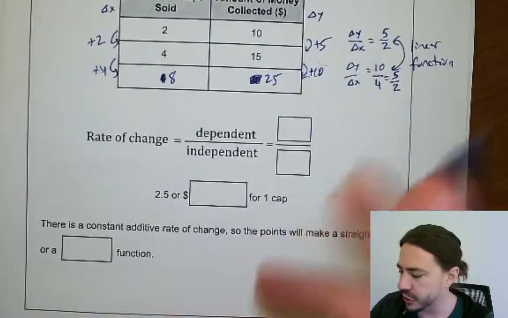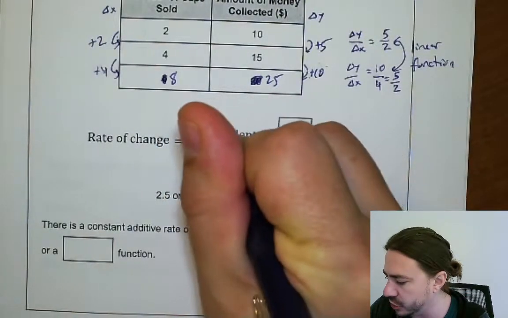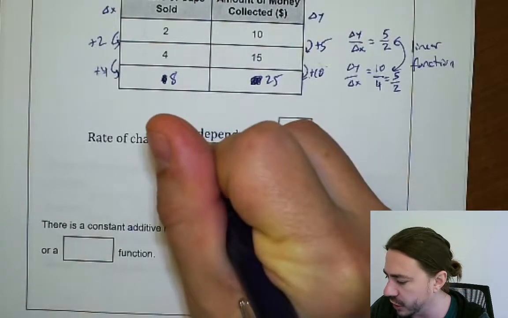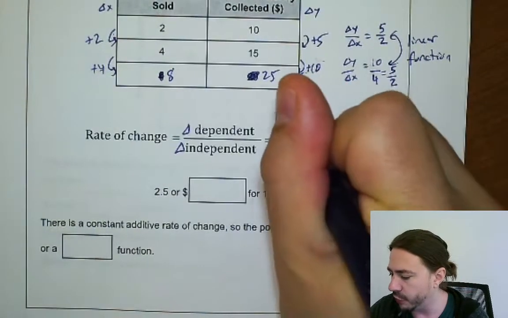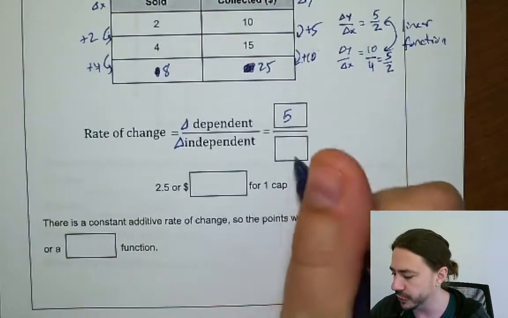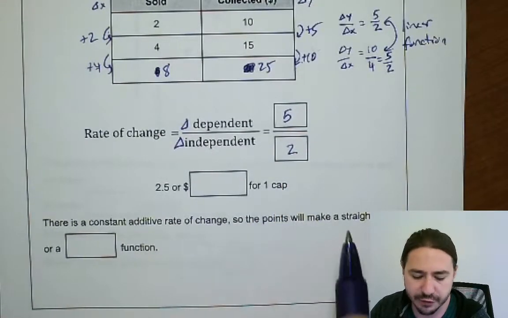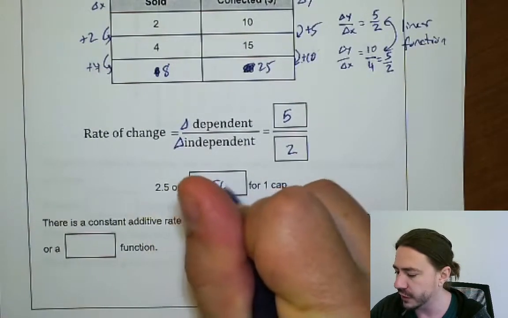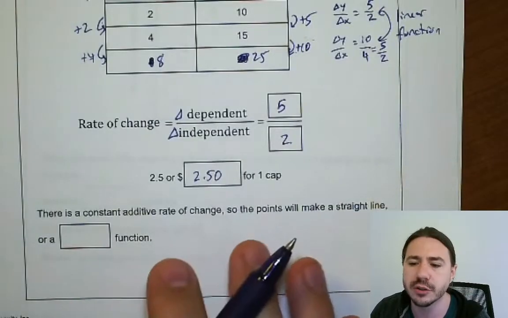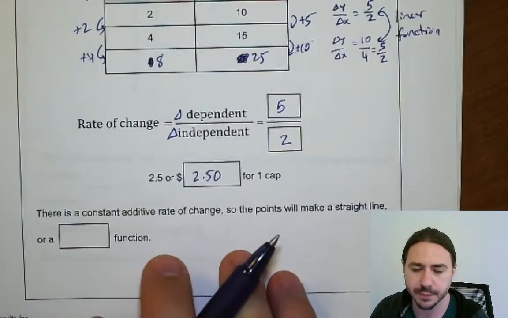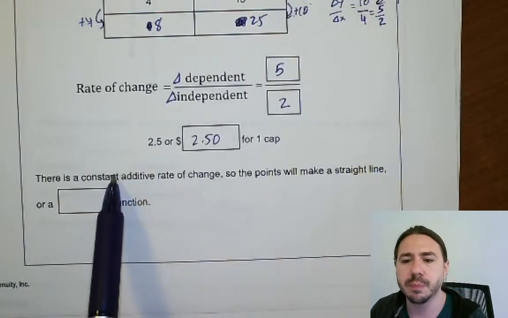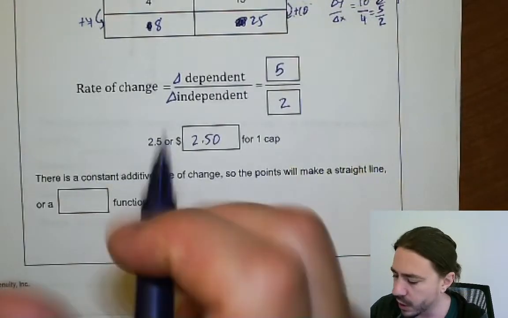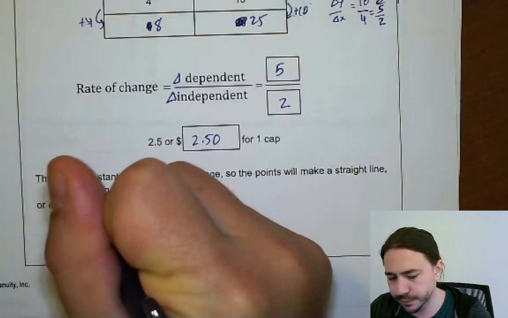The rate of change here is the dependent change over the independent change. So I'm going to just throw this delta in there just to emphasize that. But we've already computed this. This is 5 over 2, which is 2.5, or $2.50 per cap. So now we know how much each individual cap costs. There is a constant rate of change, so the points will make a straight line, or a linear function.